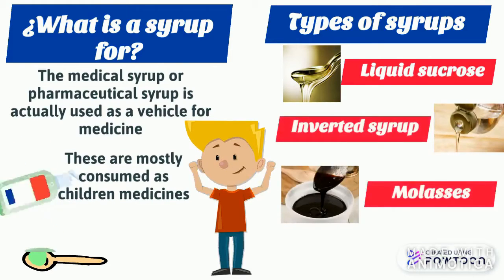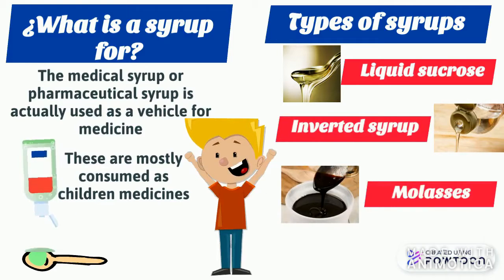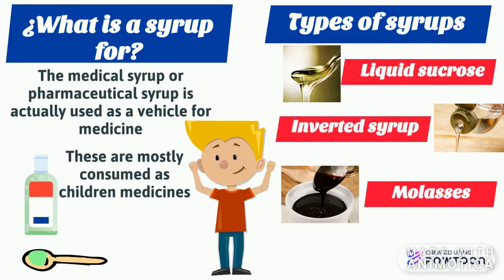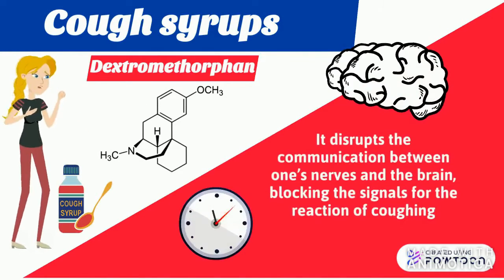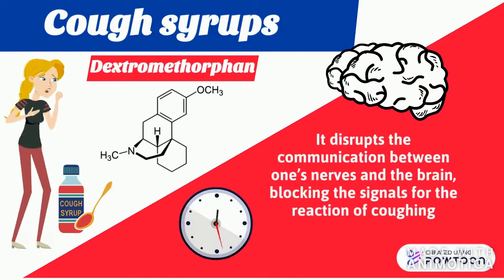So there are different types of syrup. Liquid sucrose syrup is a water-white liquid concentrated with sucrose. An inverted sugar syrup is an edible mixture of glucose and fructose and is meant to be even sweeter than table sugar. And molasses is a thick syrup product from extracting the juice of crushed sugar cane. Now, dextromethorphan is a common medicine found in cough syrup, and it disrupts the communication between the nerve that sends the signals for coughing and the brain.